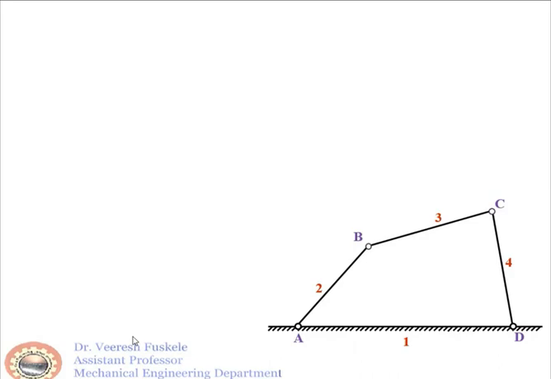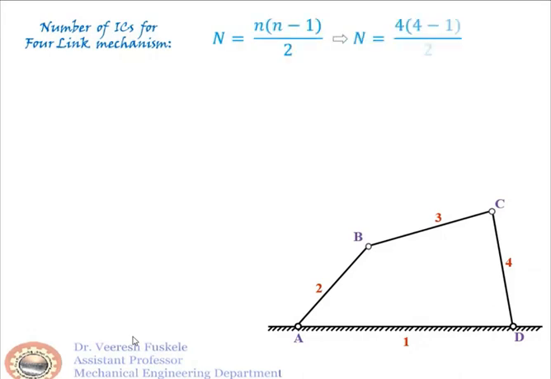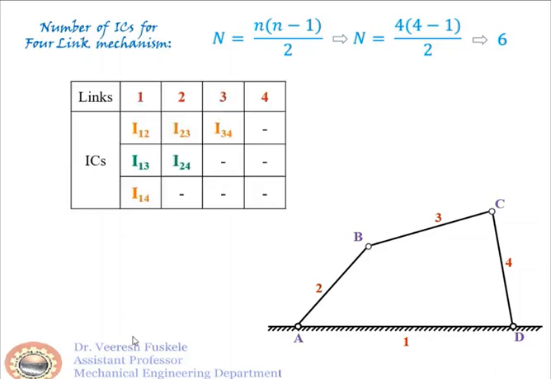As there are four links, there will be six instantaneous centers, as calculated by the formula N equals n into n minus 1 upon 2. So this will give us the number of instantaneous centers for a four-link mechanism as 6. Let me list them out in tabular form. So the ICs will be I12, I13, I14, I23, I24, and I34. First we locate all these six instantaneous centers of this four-link mechanism.